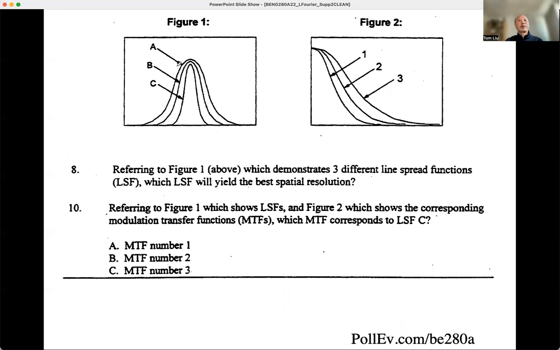So this is shown here where we have A, B, and C as different impulse responses. Clearly C is the narrowest impulse response, so C would correspond to 3 here, which has the broadest modulation transfer function. Similarly, A is the broadest point spread function, so it would correspond to 1, which has the narrowest one, okay?